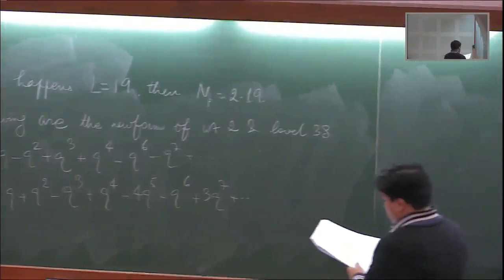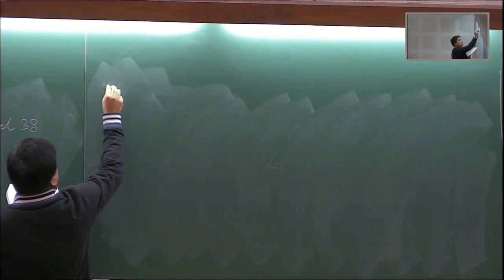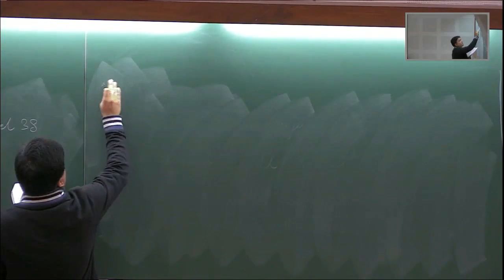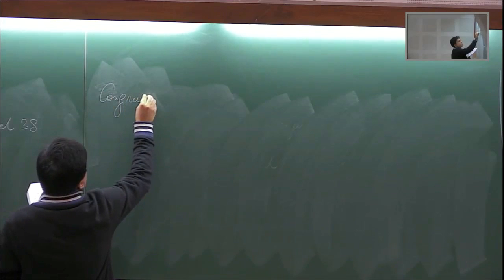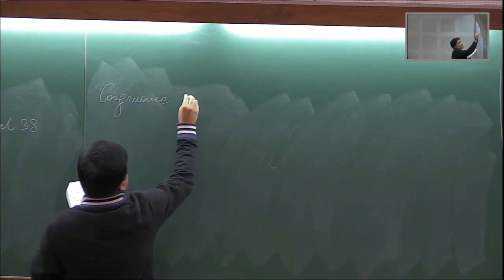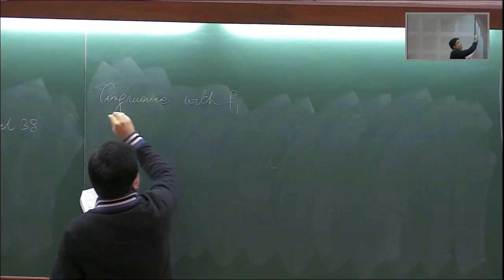Okay, so now, suppose, so let's see if I can have a congruence with E and F1, okay? So congruence with F1. Okay, I'm going to examine the possibility.